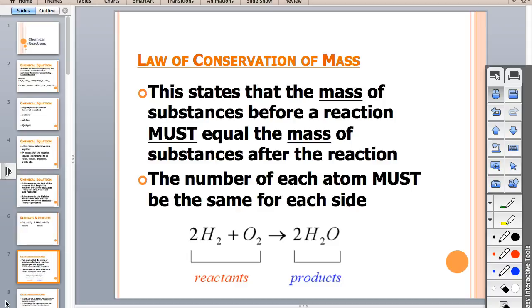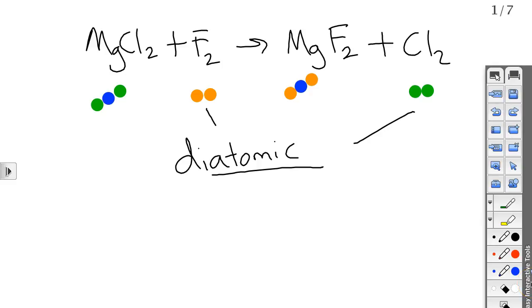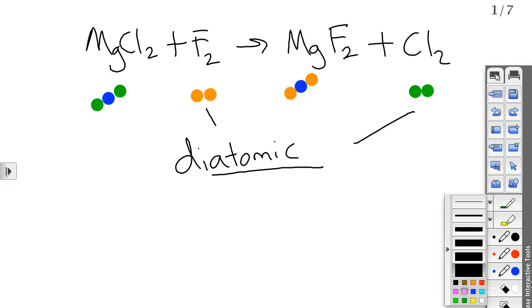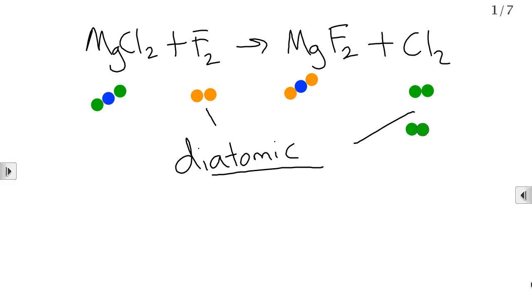So anyway, when we look back at the do now, our warm-up, I see that I have two chlorines and one magnesium on the reactant side. And then I also have two chlorines and one magnesium on the product side, two fluorines on the reactant side, two fluorines on the product side. So if I go to balance this equation and I end up with something like this, have I created matter? Like I put this into the reaction and I got this out. Is matter conserved? Is mass conserved here?